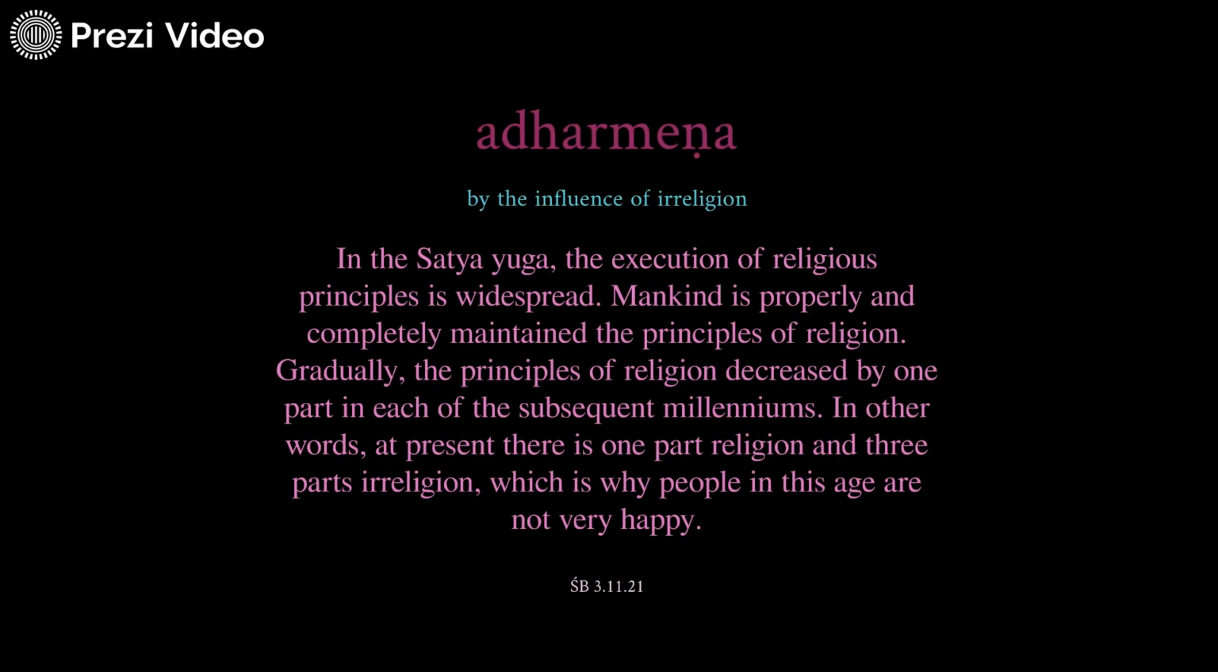By the influence of religion. In Satya Yuga, the execution of religious principles is widespread. Mankind properly and completely maintained the principles of religion. Gradually, the principles of religion decrease by 1 part in each subsequent millennium. In other words, at present, there is 1 part religion and 3 parts irreligion, which is why people in this age are not very happy.